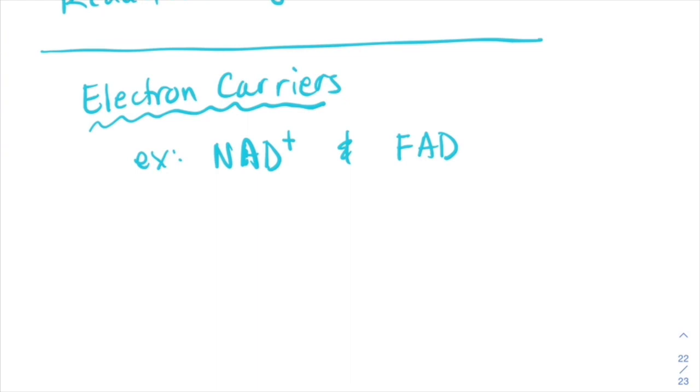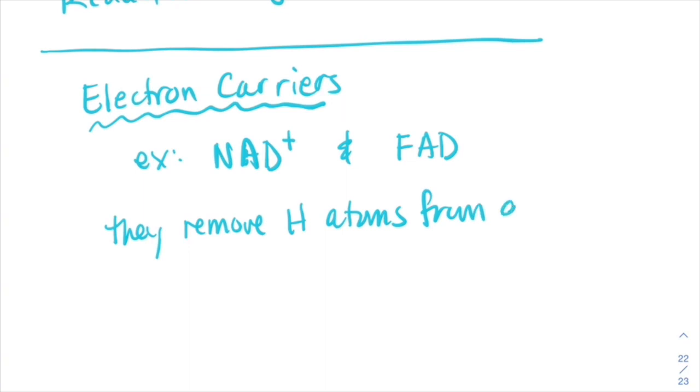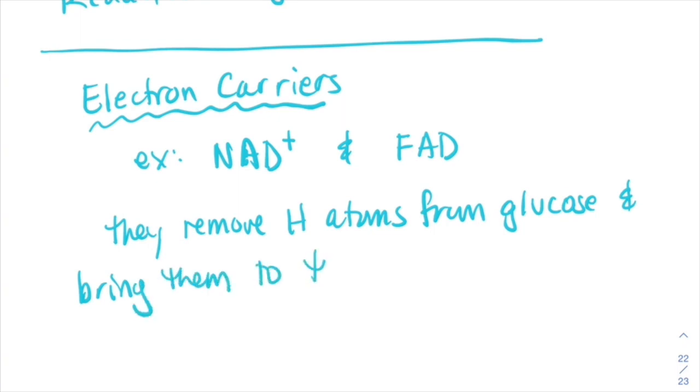All right. So what do these things do? They actually remove hydrogen atoms from glucose and bring them to the mitochondria. So they remove hydrogen atoms from glucose and bring the hydrogen atoms to the mitochondria.